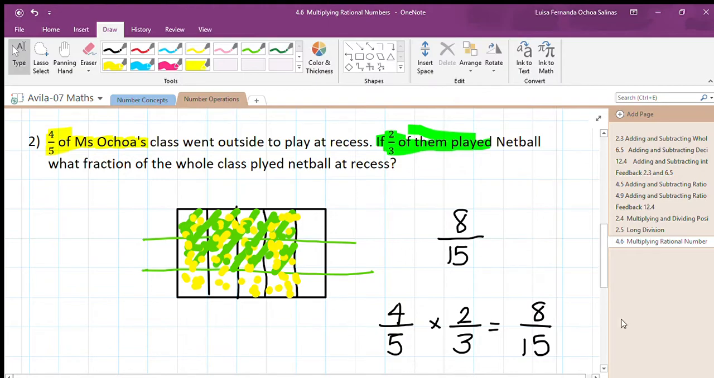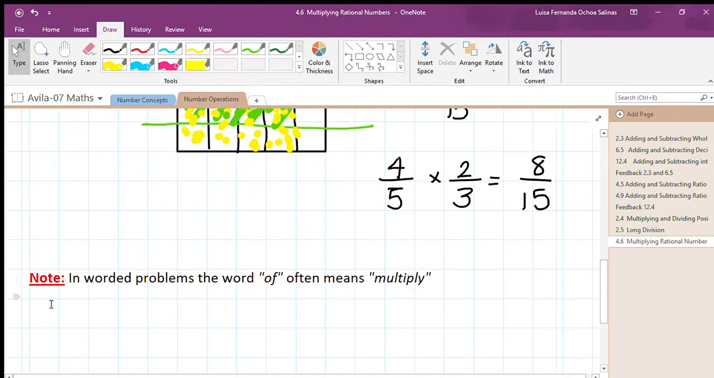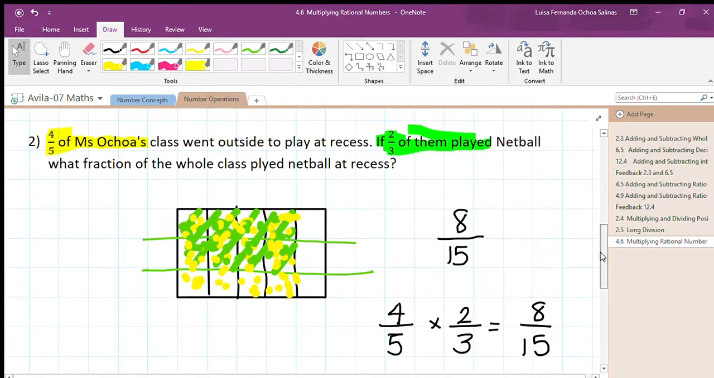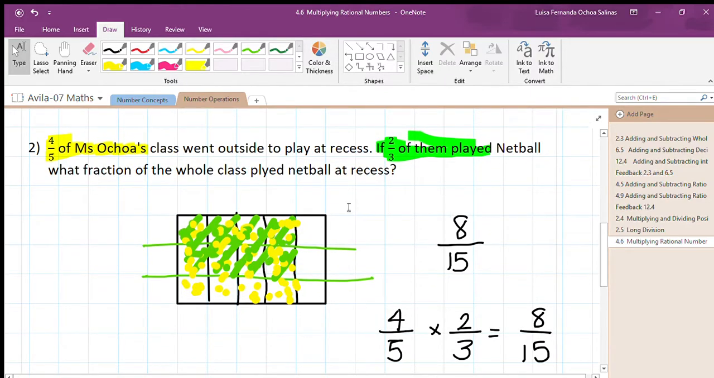Fantastic. Now, there's something that I want you to see here. Note that in both worded problems, the word "of" often means multiply. So I want you to see up here, because I have here 1/4 of the Kit Kat, this one means that I have 1/4 of, so that's why I divided by 4 that Kit Kat. And in the second diagram, I have 4/5 of Miss Ochoa's class, and here "of" means multiplication. Okay, good.